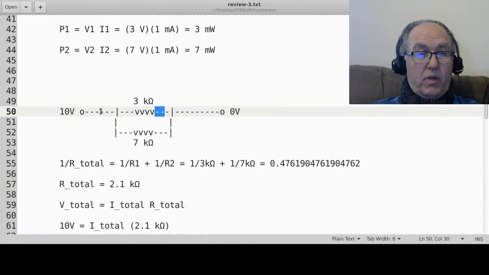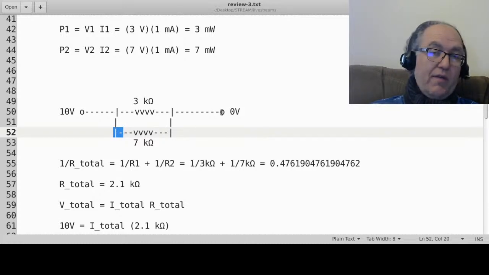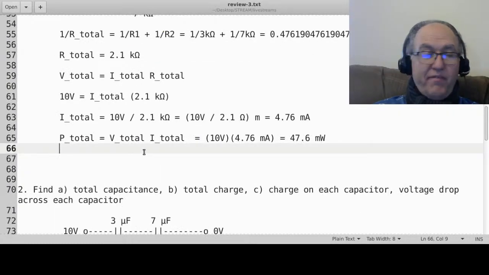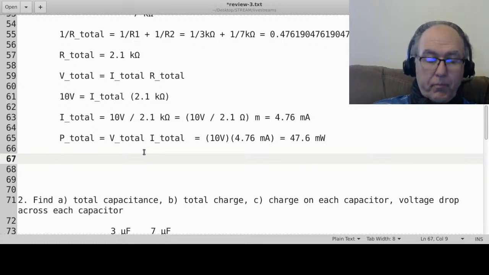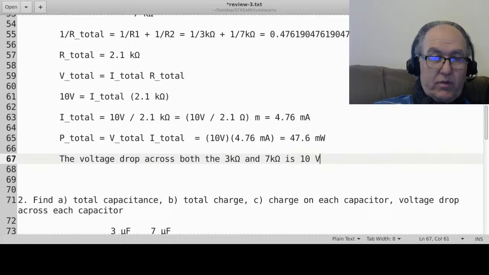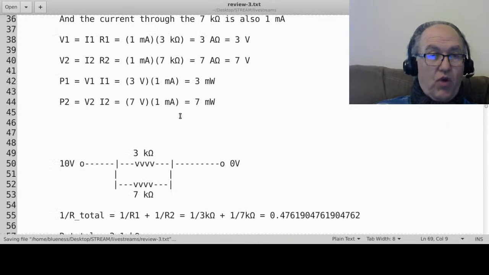That's a potential drop across the 3 kilo ohm resistor of 10 volts. It's the same story with the 7. I know you have to go through the junction here, but when you're over here, you're at 10 volts, and if you trace it the other way, you're at 0. So even for the 7, you start off at 10 and it drops to 0. Just be aware of that difference between how the voltage drop works for series and parallel. So the voltage drop across both the 3 kilo ohm and 7 kilo ohm resistor is 10 volts. That answers that question. Both of them have a 10 volt drop across them.